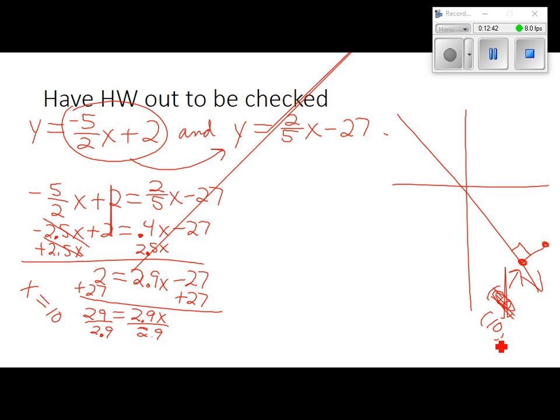Now what else do we still need to find? The y. We plug in whichever one of these we want. I'm going to plug into this one. 2/5 times 10 minus 27. 10 times 2 is what? 20 divided by 5. 4 minus 27 is what? Negative 23. So what's the y coordinate?